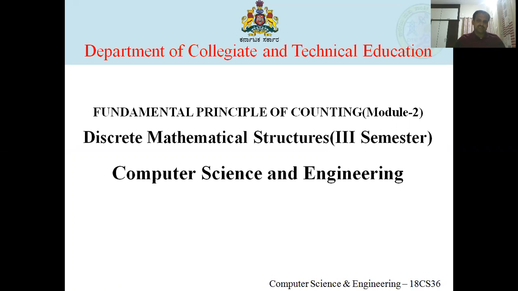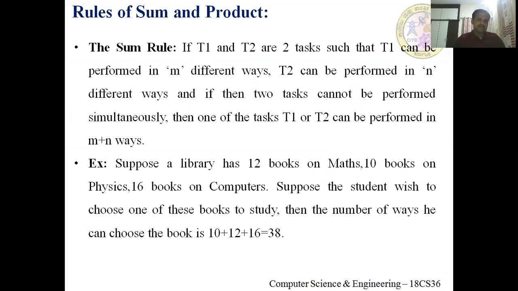In today's session, we are going to discuss the fundamental principle of counting that comes in module 2 of your syllabus. Fundamental principle of counting, in that we have two rules. One is the rule of sum, another one is the rule of product. What is rule of sum?